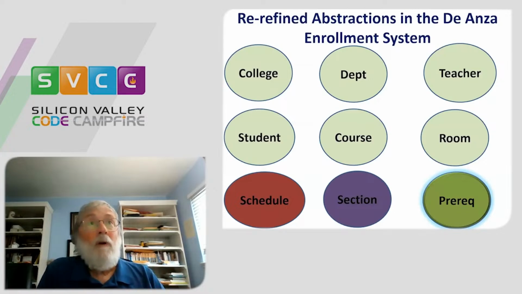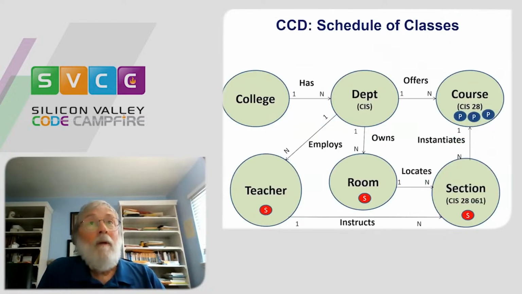So we've gotten this far, and this is where we are at this point in time. What we're looking at is a UML artifact. The artifact shows, in terms of what we've designed so far, that we have a college which has departments. One college has N departments. A department offers N courses. A course has prerequisites. The department employs teachers who have schedules. That's the red S. It owns rooms.